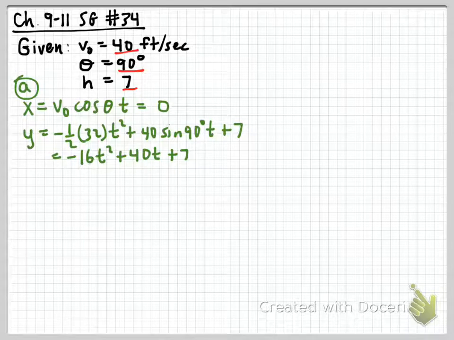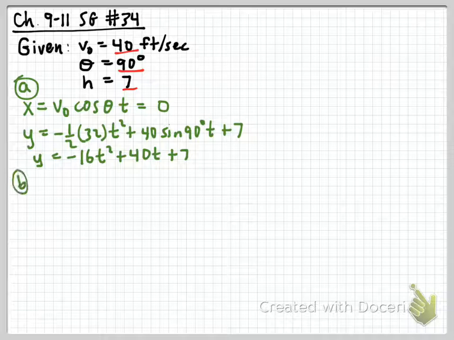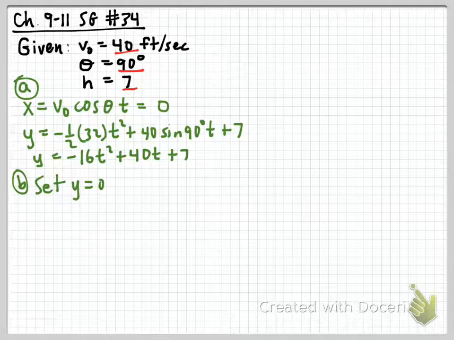So the question is, how long is the ball in the air? I'm going to probably have to pause this and do a little calculating, but how long the ball is in the air would be set y to 0. So part B, how long is the ball in the air? Set y equal to 0 and solve that equation.